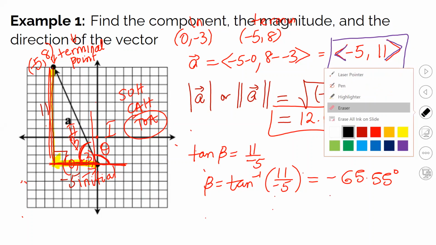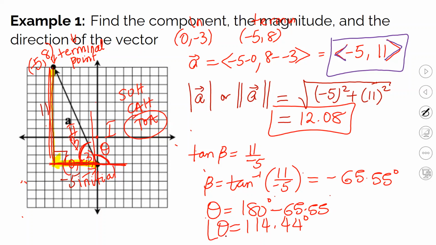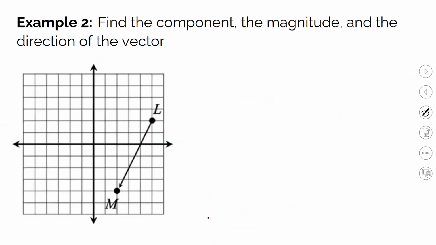So since this angle, the beta, came out as negative, all we need to do is to add 180 degrees to it. So our angle theta will be 180 degrees minus 65.55, and that gives us 114.44. Okay, so that is the direction of this vector. I think now maybe some of you are getting the hang of things. So let's go to another example.